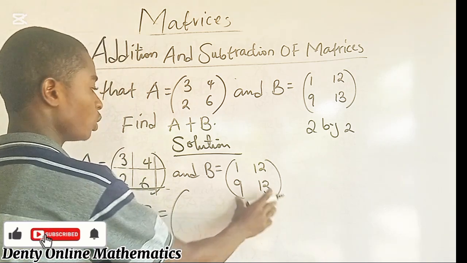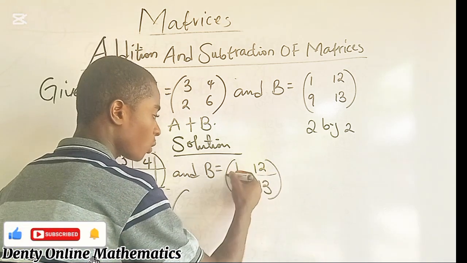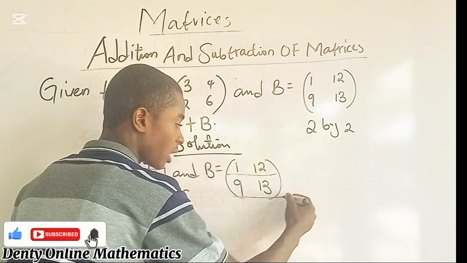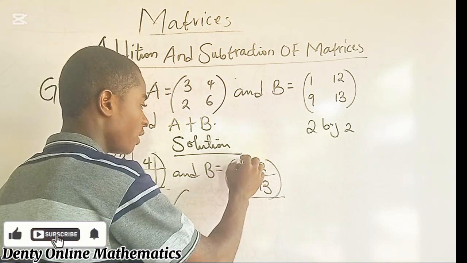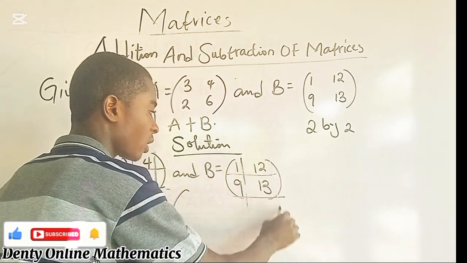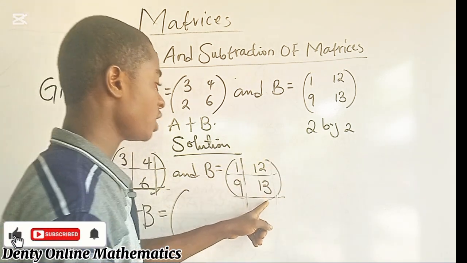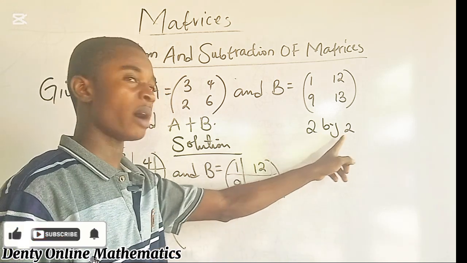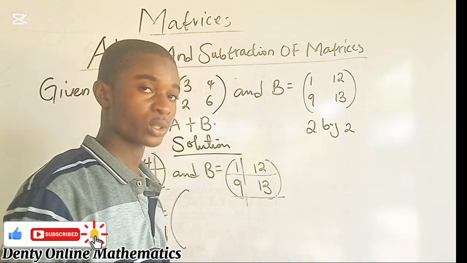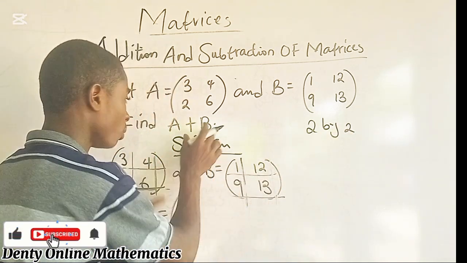Now let's come to the second one. We have the first row and we also have the second row. We also have the first column and we also have the second column. Therefore this matrix is also 2 by 2, because we have 2 rows by 2 columns. So we can perform this operation on it.